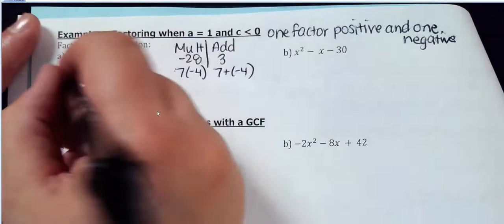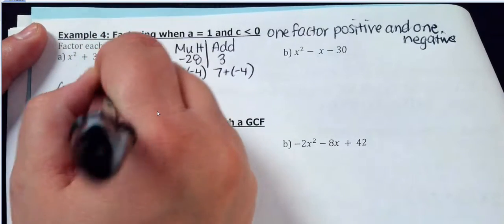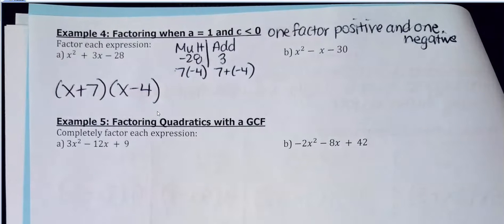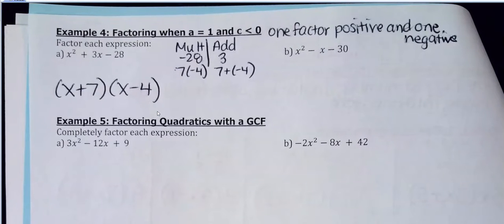Now, when you write the factors, one should be x plus 7, one should be x minus 4. It doesn't matter the order they come in, but it does matter that the plus has to go with the 7 and the minus has to go with the 4.